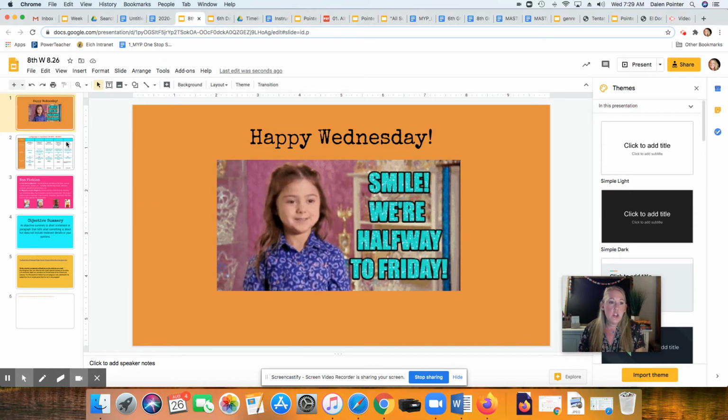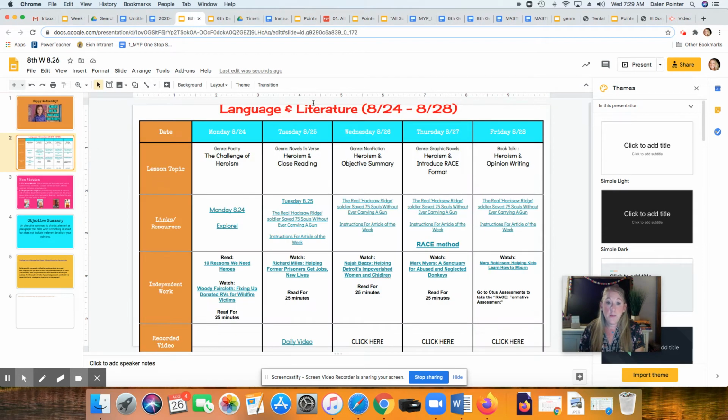Here again, I want to show you our weekly planner. Okay, everything you need is here. That was yesterday. We went through that. Today, we are going to continue working with the article that we read yesterday. And today, we're going to be learning about objective summary. So again, here's the article.